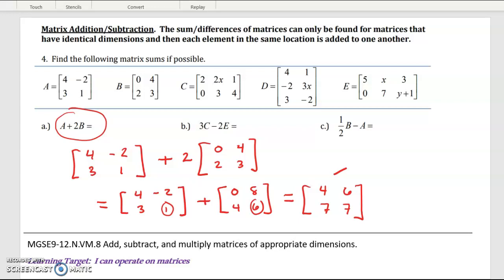Okay, subtraction is going to work the same way. You subtract in the obvious way. So we'll do one quick example of that, and then I'll leave C to you. 1/2 B minus A means to multiply all of the elements of B by 1/2 and then subtract all the corresponding elements of matrix A. Pretty basic.